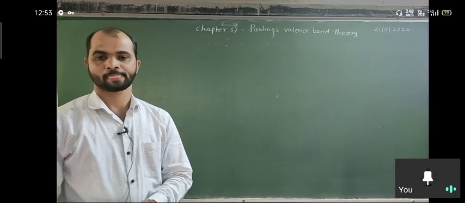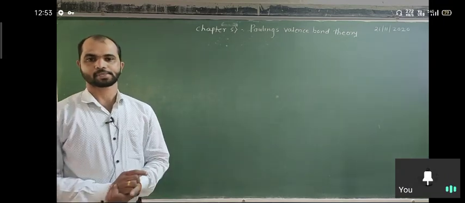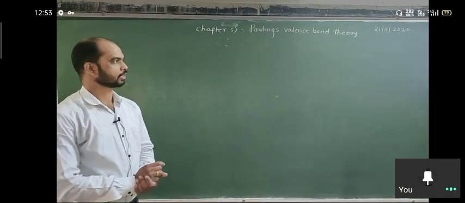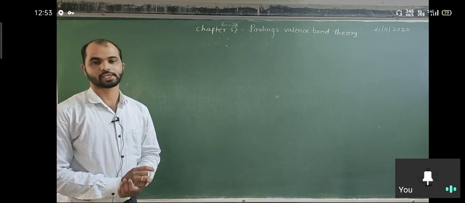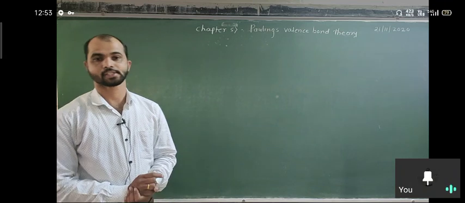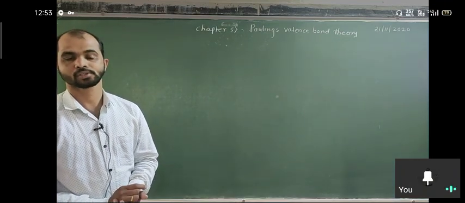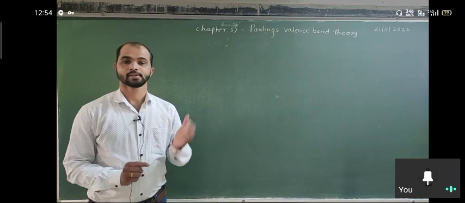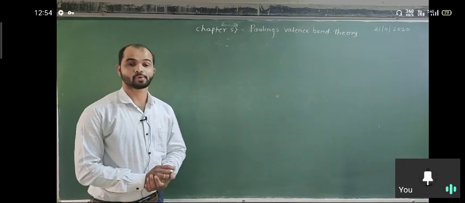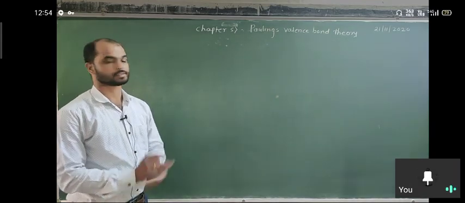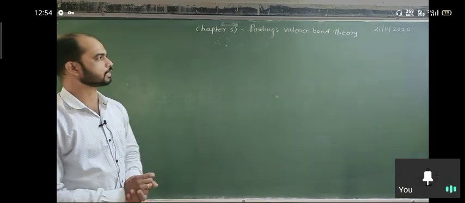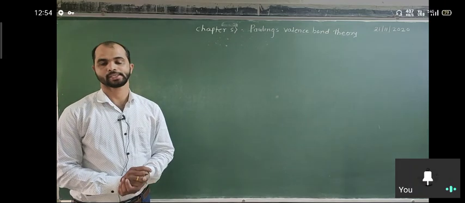Okay, good afternoon. Today we are going to start another chapter of inorganic chemistry, Pauling's valence bond theory. In the last 2-3 lectures, we already started coordination chemistry. We have discussed the introduction of coordination compounds. After that, we discussed Werner's theory, then isomerization in coordination complexes. Then we saw the Sidgwick model. After that, the next concept related to coordination chemistry is Pauling's valence bond theory.